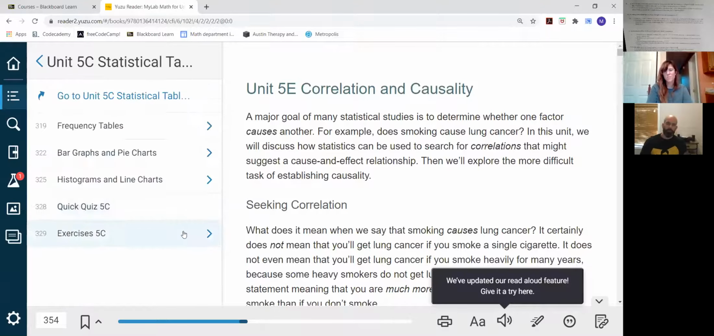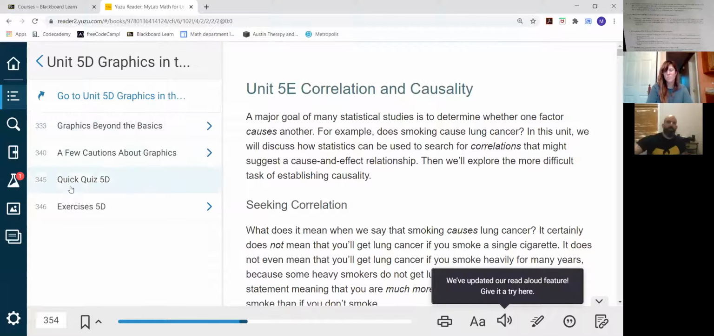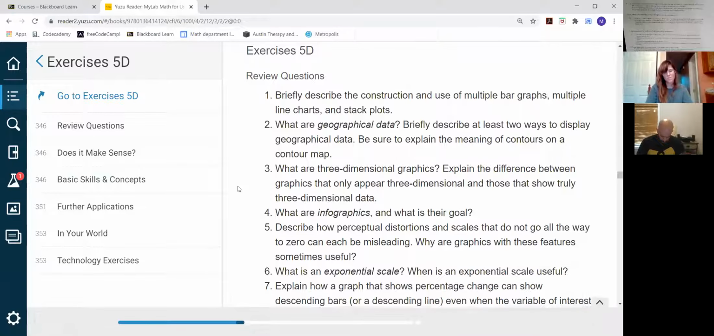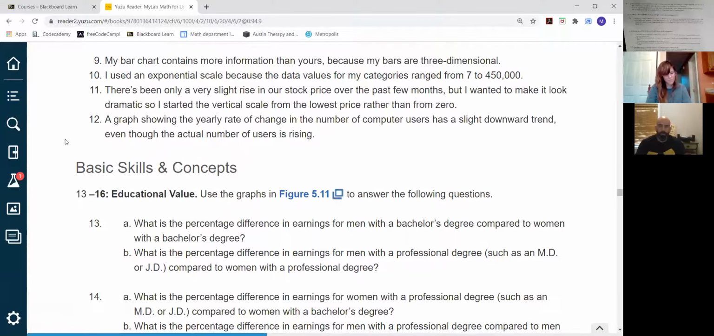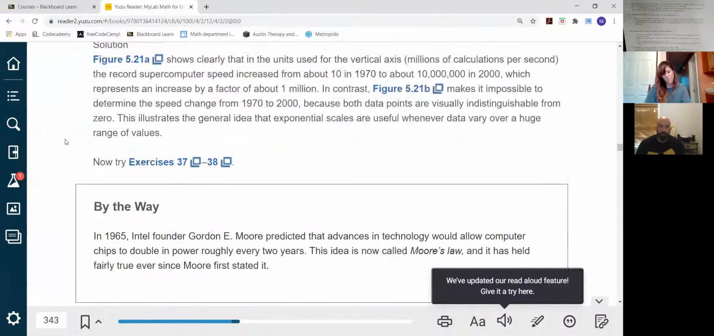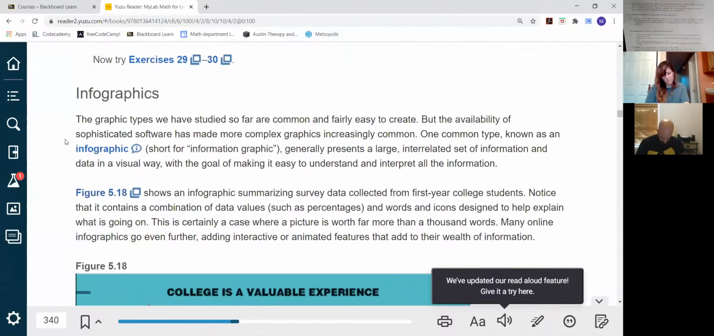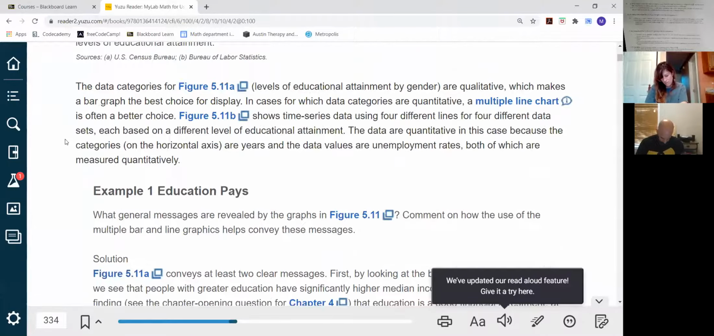All right, let's try this again. No, I want to go to 5D. That's where I want to go. Go to the exercises in 5D. We want to do exercise 15. This button is the one that gets rid of it. There you go. It was not that figure. It was this figure.